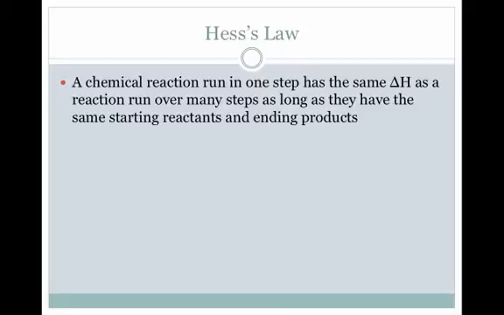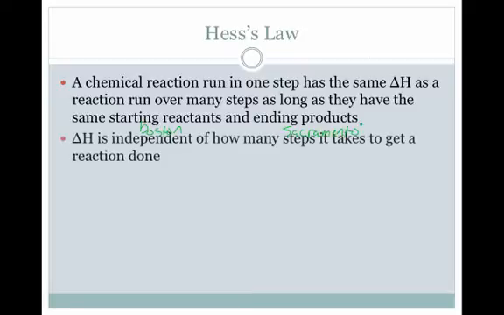And this is only true as long as they both have the same starting reactants and the same ending products. This is the same as saying they both start in Boston and end in Sacramento. As long as we have the same starting and ending point, our delta H value should be independent of the path we took to get there. So that's exactly what we have in the next step here. Delta H is independent of how many steps it takes to get our particular chemical reaction done.